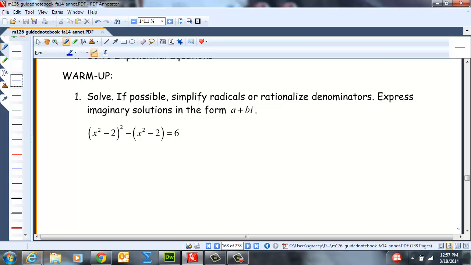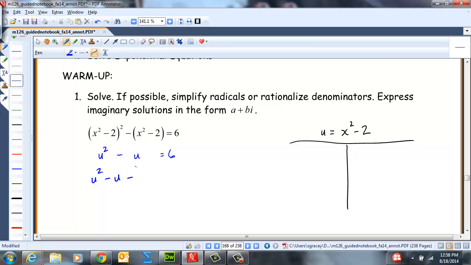Okay, let's see how you did. If we come over here, you can see that this is quadratic in form. So if you let u equal the quantity x squared minus 2, we'll probably end up getting a couple of solutions, so we'll leave that over there. And so we'll end up with u squared minus u is equal to 6, and then if we get the 6 to the other side, we'll have this equivalent equation.